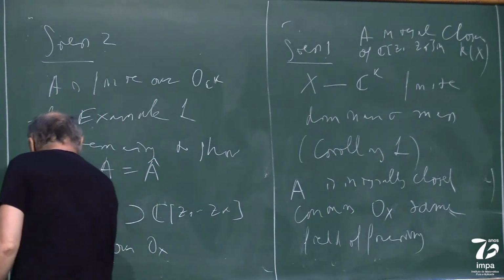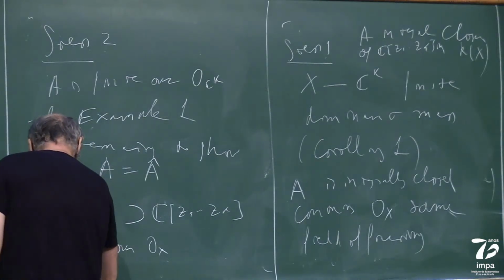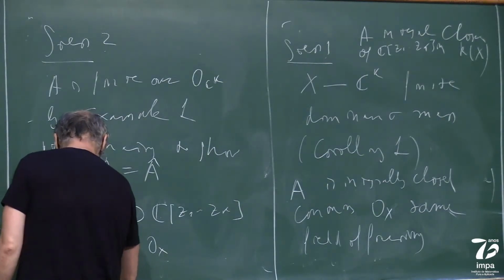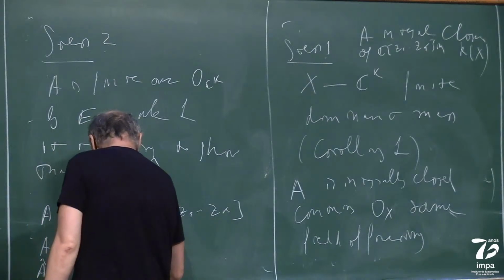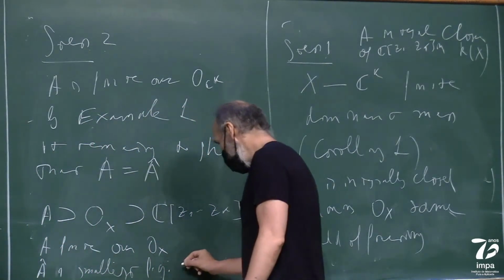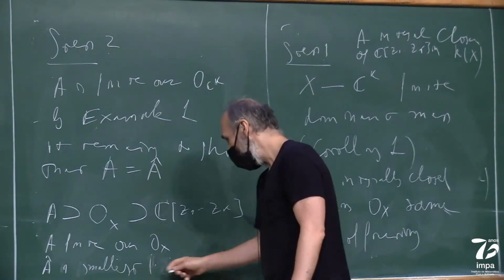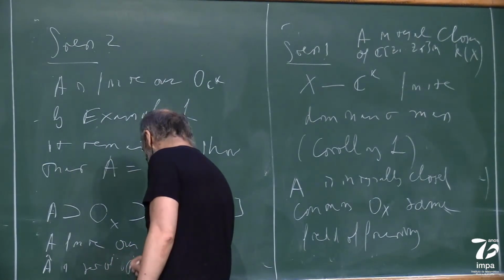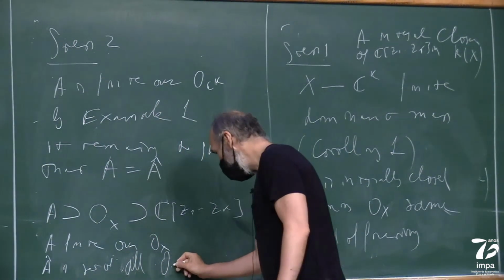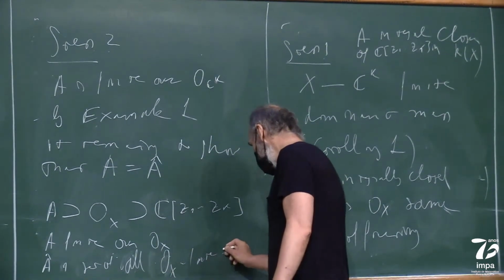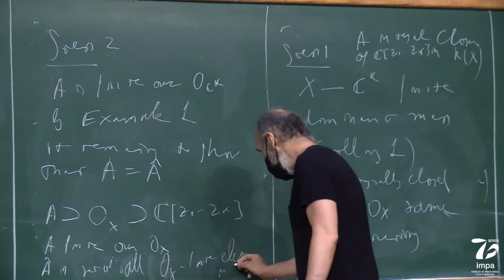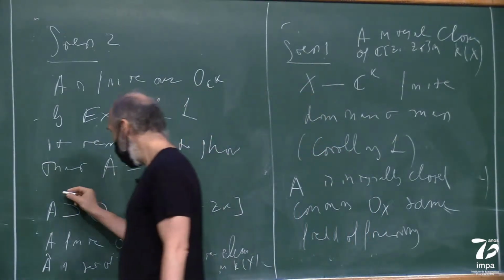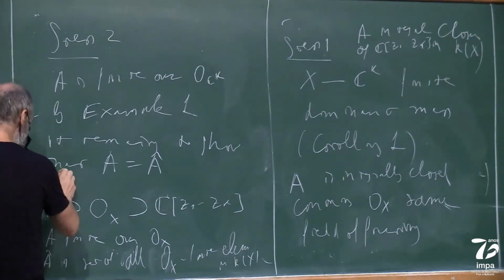And A hat is the smallest finitely generated, well, it's the set of all finite elements, or X finite elements in K of X. But all elements of OA are finite. This means that A is contained in A hat.